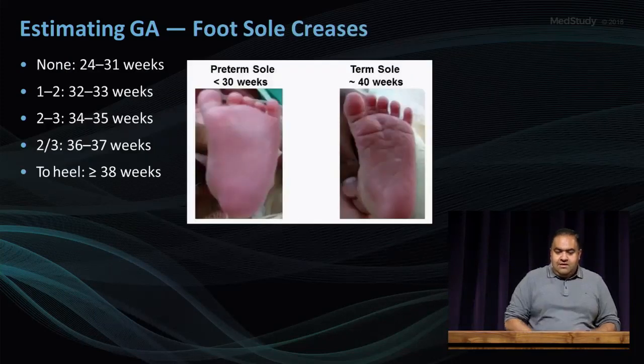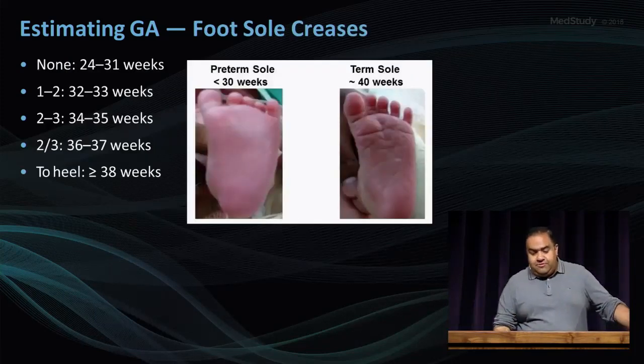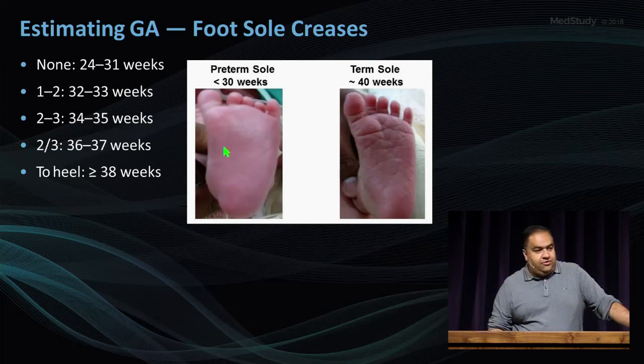When you look at the foot, in a premature infant, they usually don't have any creases on their foot. Especially at 24 to 31 weeks, you won't find any creases on their sole. You may start to see primary creases at about 32, 33 weeks, and those will start to increase. At about 36 weeks, so almost the last month of the pregnancy, you'll start to see more creases in about 2/3 of the feet, and then full heel-to-toe creases at about 38 weeks.